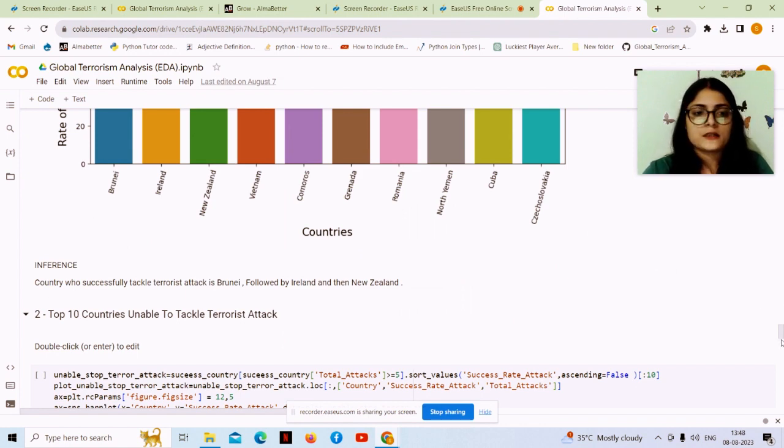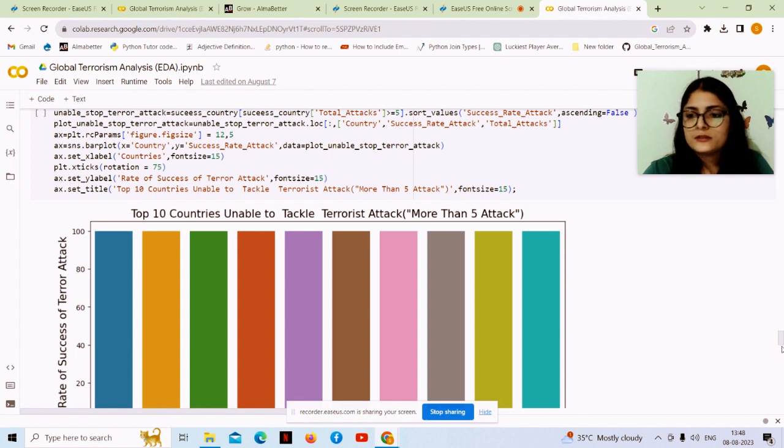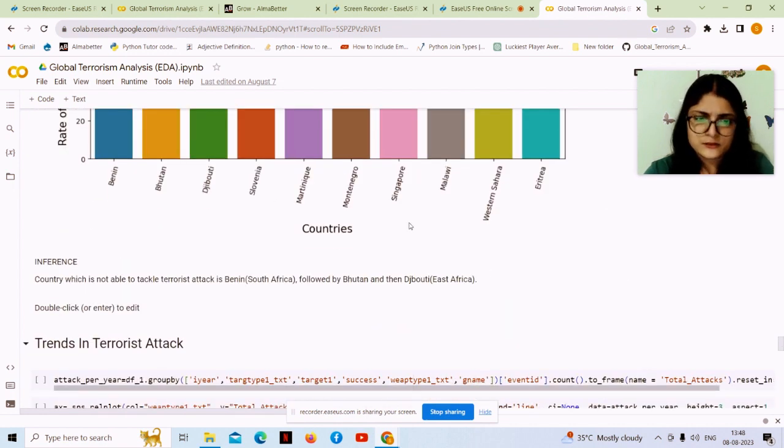Second, the top 10 countries which are not able to tackle terrorist attacks successfully. The first one is Benin, in Africa, followed by Bhutan, and then Djibouti, which is in East Africa.